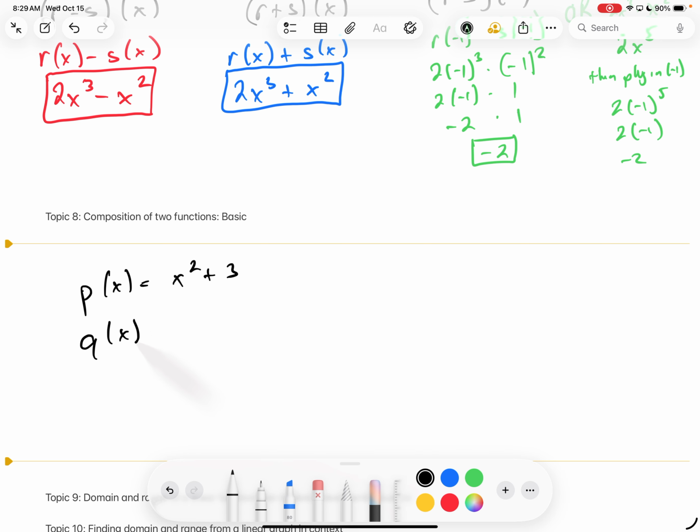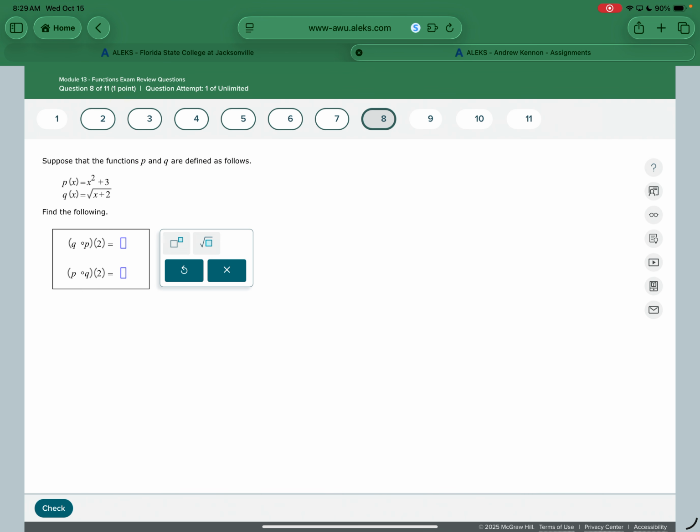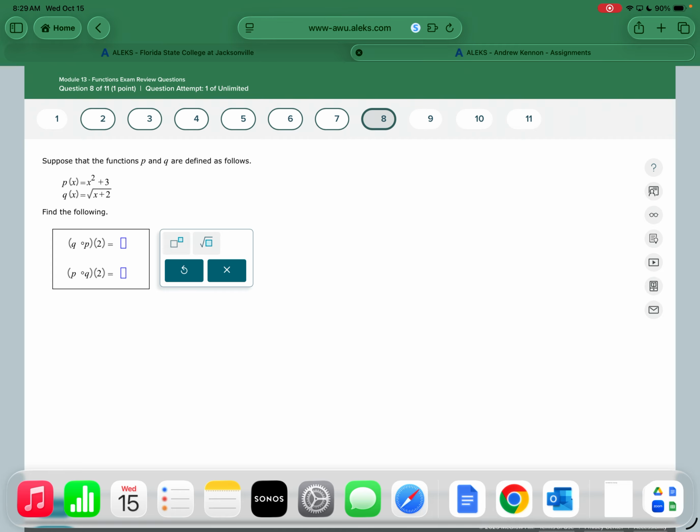I wouldn't write this down yet. Let's make sure I got it right. X squared plus 3, square root of x plus 2, and then we're plugging in 2.